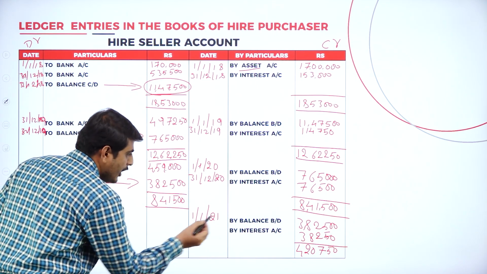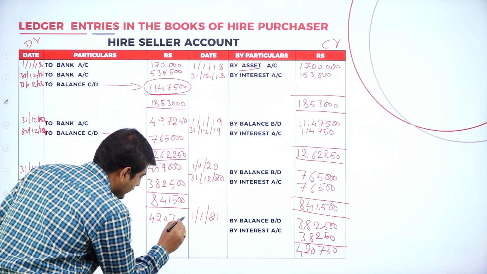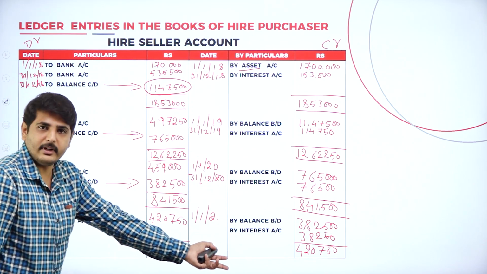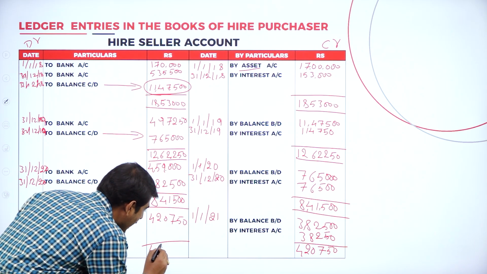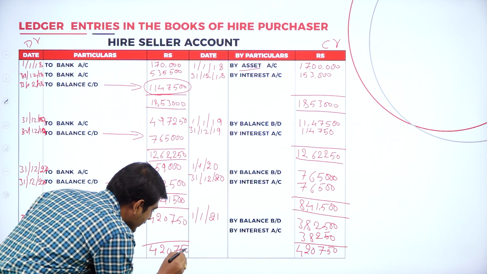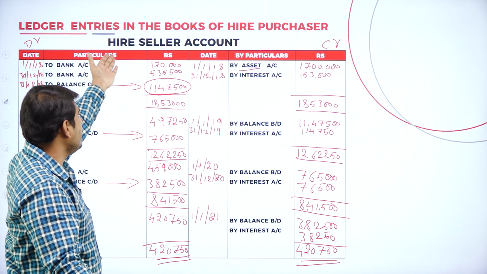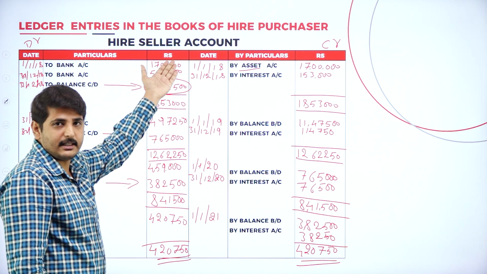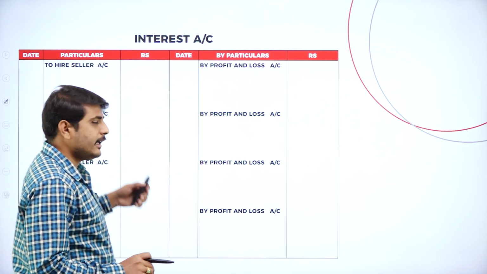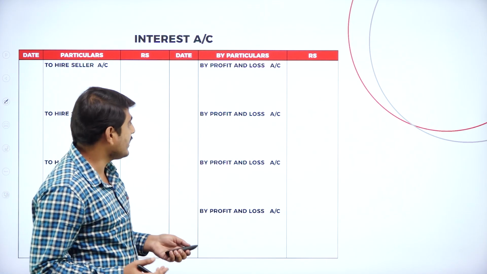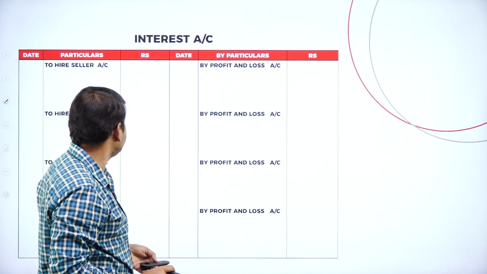We are going to make the payment. How much? 4,20,750. For the last year, both the amounts will get tallied. No amount is there to carry forward. So 4,20,750 will be tallied. So this is the hire seller account. First we are preparing the hire seller account. Next we have to prepare the interest account. After that the asset account, and later we also have to calculate the depreciation account.